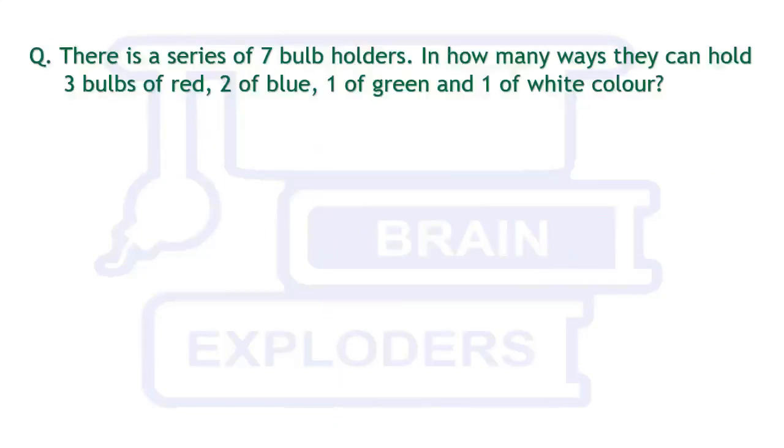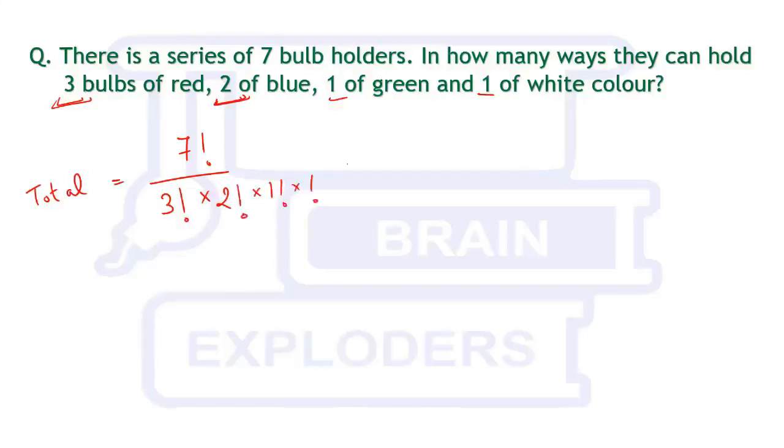Here is an example on its basis. Here we have 7 bulbs and we have to find their permutations. 3 bulbs are of the same type, next 2 bulbs are of the same type, and the rest are distinct. In total there are 7 bulbs, so first we write 7 factorial in the numerator. In the denominator, we write 3 factorial because 3 bulbs are of one kind, and 2 factorial because 2 bulbs are of another kind. Writing 1 factorial doesn't change our answer. So these are the number of ways.